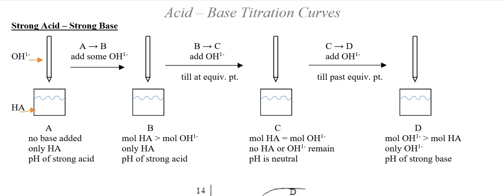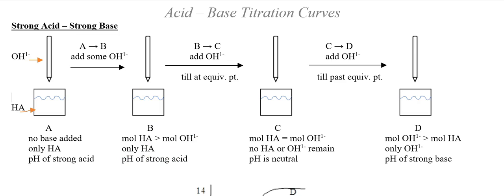The first is strong acid, strong base. In this case, we have a strong base in the burette right here with strong acid down in the beaker. So we have a strong base being added to the strong acid. Initially, the pH is only that of a strong acid, so the pH is going to be really low. Once we add a little bit of base dripping out of the burette, then we're going to get into scenario B here, where you're going to have a little bit of base added into this beaker, but not enough. The moles of the acid are still greater than the moles of the base, so pretty much you're only going to have strong acid left. So the pH is still that of a strong acid.